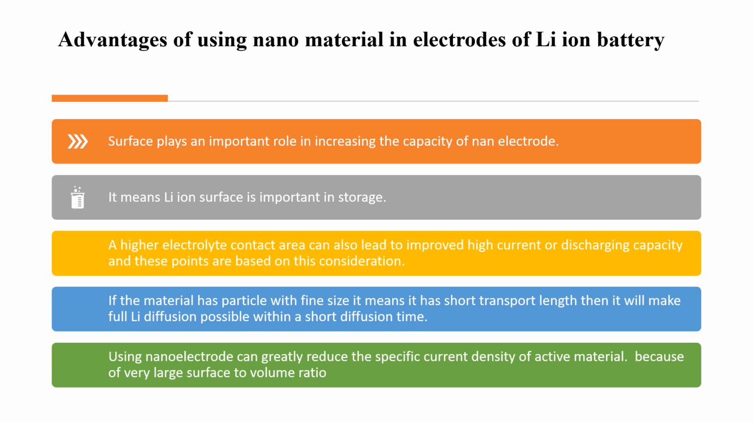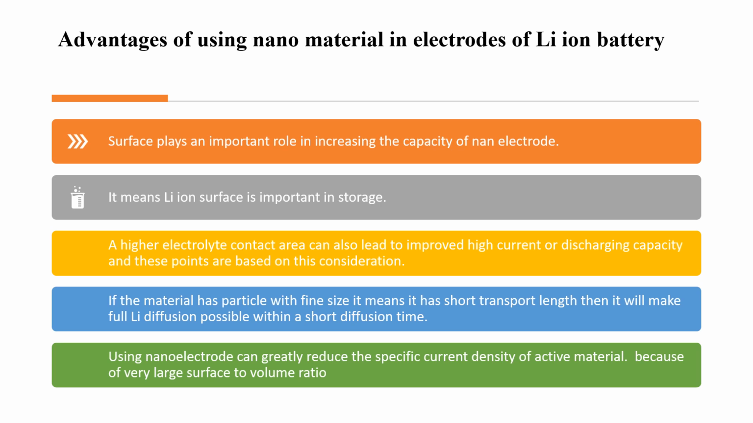A high electrolyte contact area can also lead to improved high current or discharging capacity, and these points are based on these considerations. If the material has particles with fine size, it means it has a short transport length. Then it will make full lithium diffusion possible within a short diffusion time.